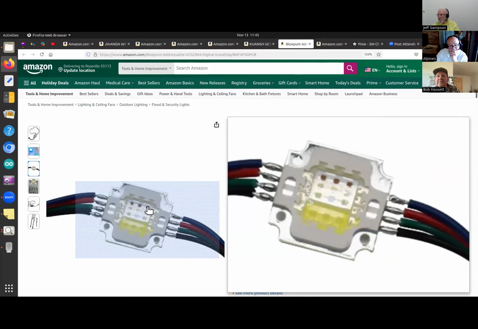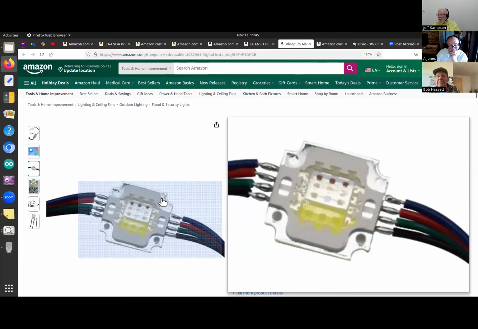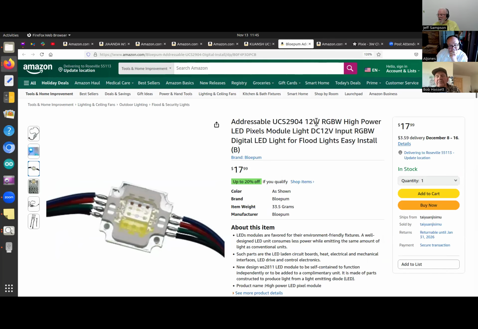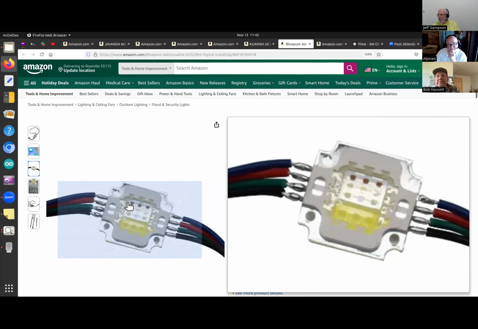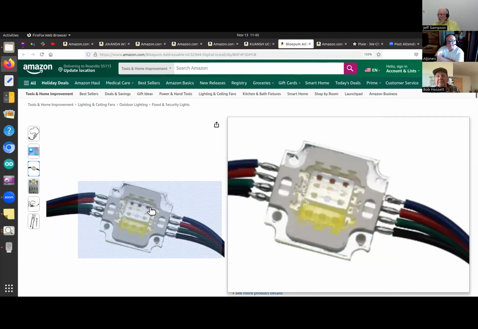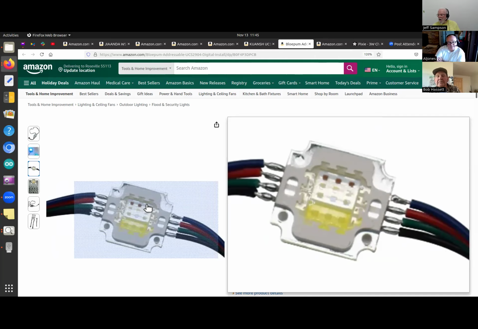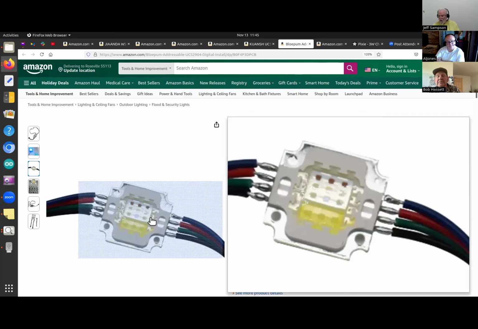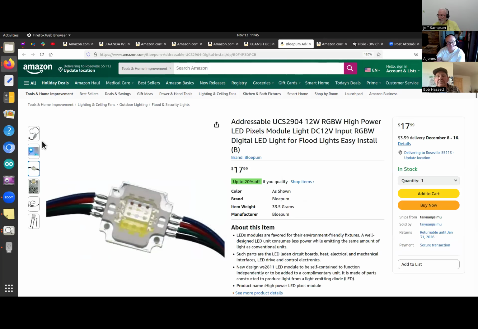So 3 of those in series will give you 3 watts of red. And then if you've got red, green, blue, and white, that adds up to 12 watts total. If you turn them all on, you're going to get 12 watts out of it. Each individual LED is a 1 watt LED, but they're in series. So that's going to give you 3 watts of red, 3 watts of green, and 3 watts of blue, and so forth. So that's just another option.